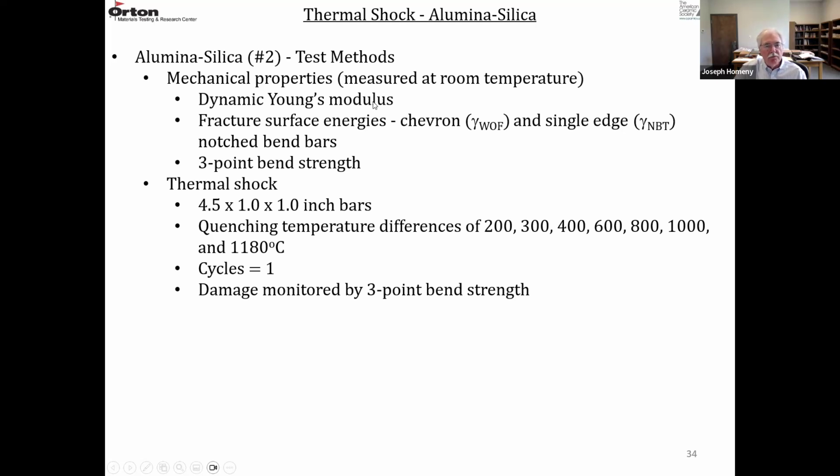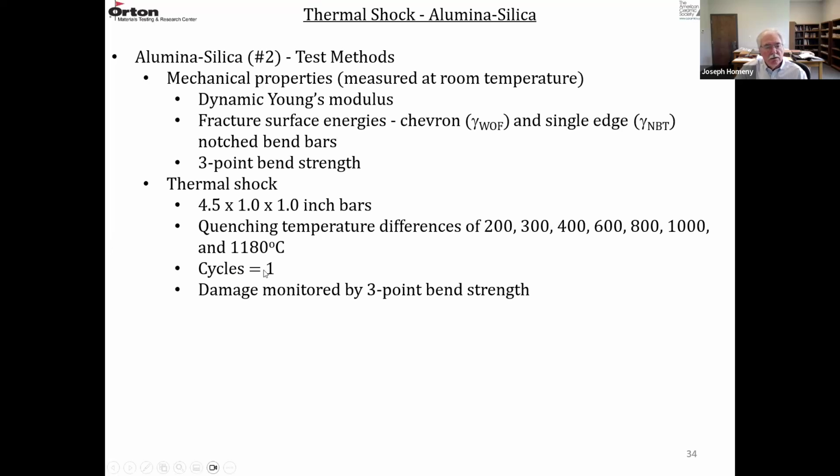They measured dynamic Young's modulus. The fracture surface energies were measured by a chevron notch sample for work of fracture and a single edge notch beam for the fracture surface energy for crack initiation. Strength was measured in simple 3-point bending. Thermal shock was done on 4.5 by inch bars. And then all of these quenching temperatures were used: 200, 300, 400, 600, 800, 1,000, and 1180 degrees C.